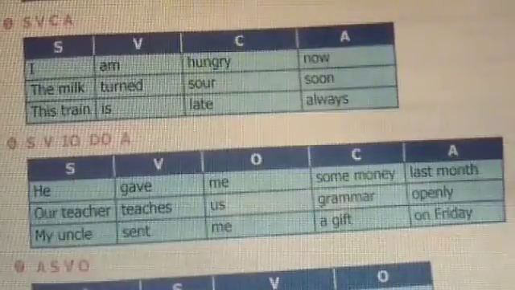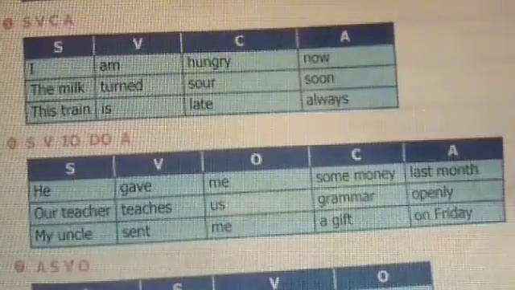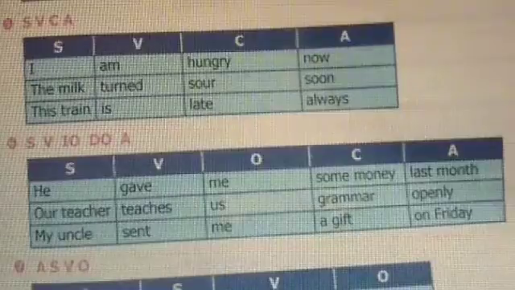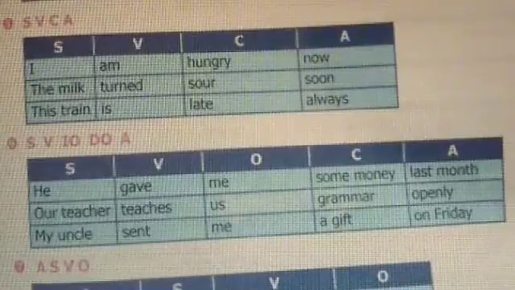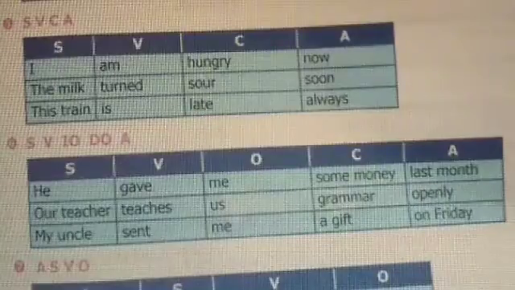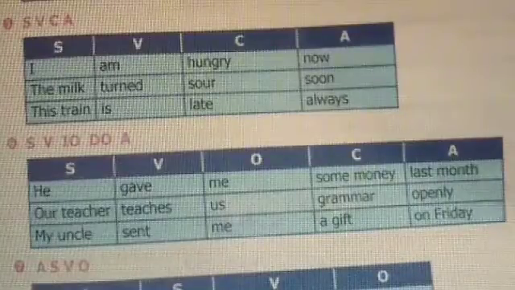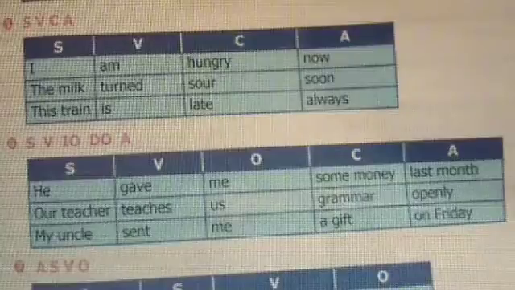The milk turned sour. So here turned is the verb, sour is talking about the milk, so it is complement, soon, timing. This train is late always. Always, often, all will come under adjunct.